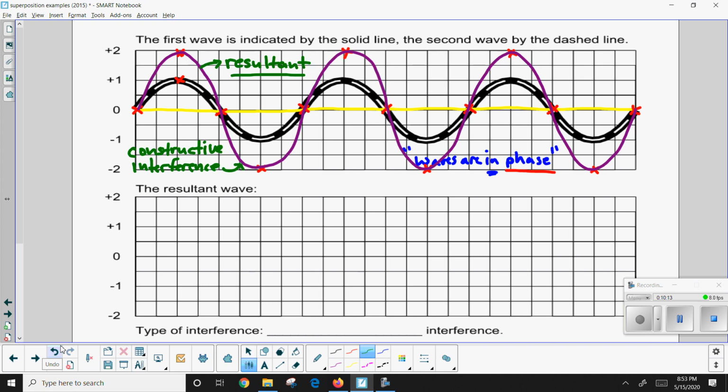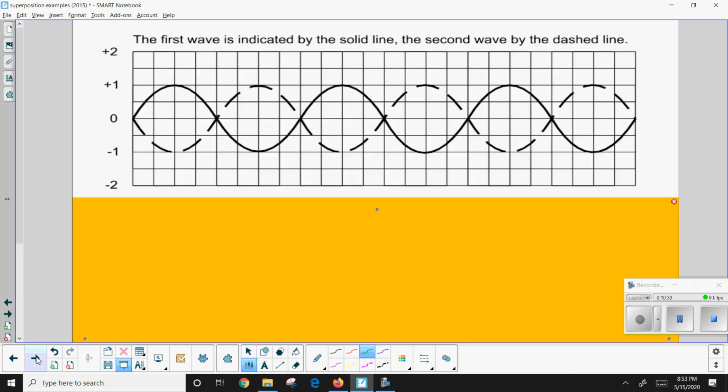You keep going across. And again, this is an example of constructive interference where the two wave amplitudes are adding up together. The resultant wave is called the resultant. And the two waves are moving the same way right now, so we say they're in phase. Remember, we talked about phase in an earlier video. Well, let's look at an example now where the waves are out of phase.